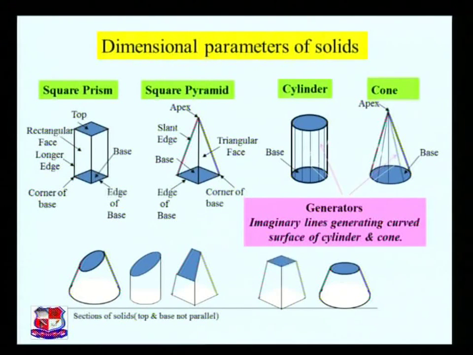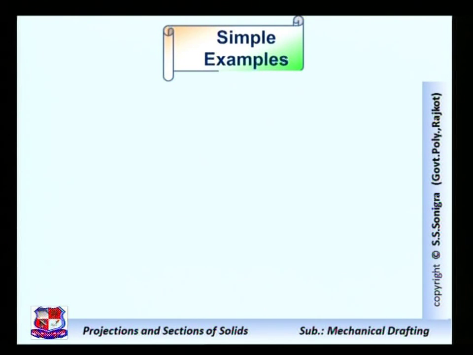It's a cone and square pyramid. Frustum of cone and pyramids, top and base parallel to each other. So that is the solid. Now simple examples based on projections of solid.